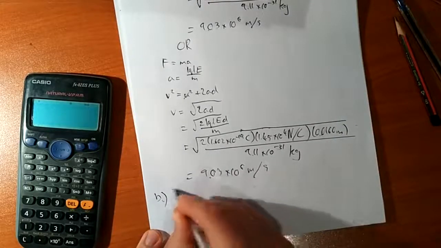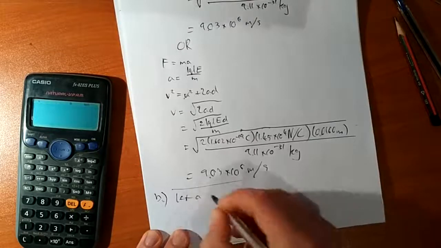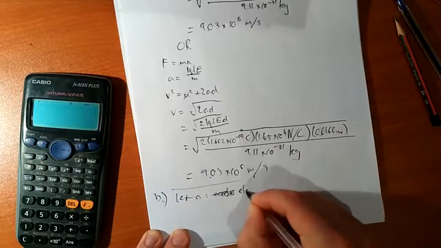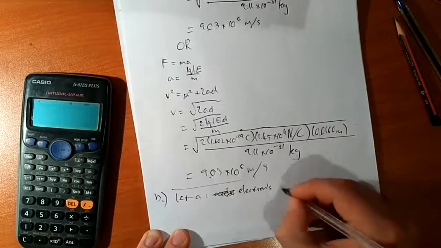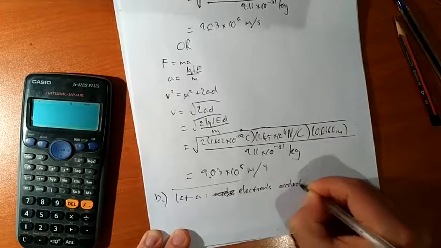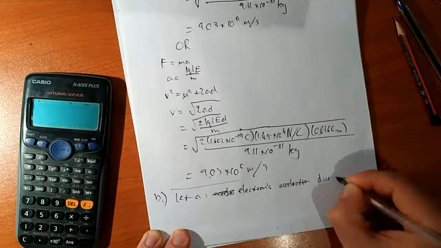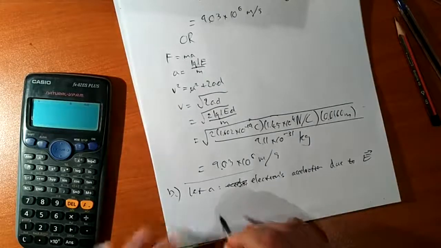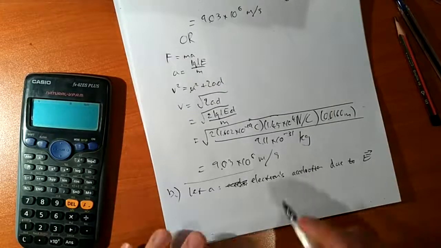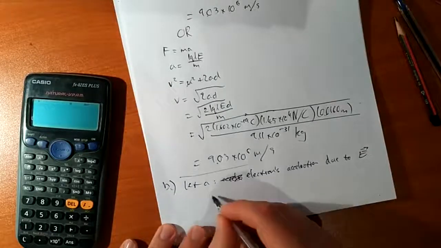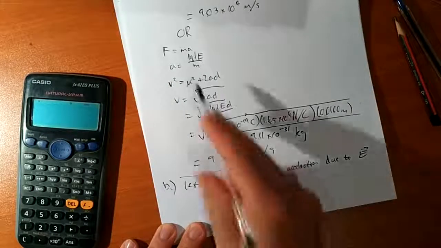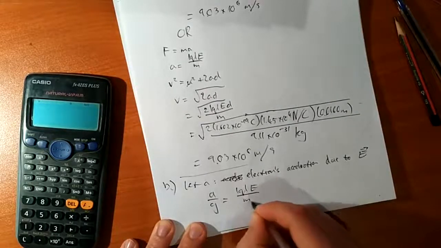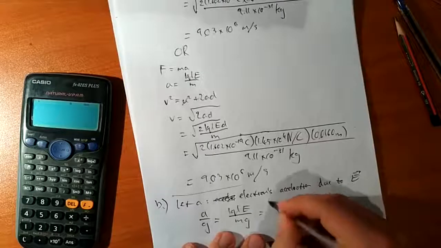Let me explain carefully what I'm doing. Let a be the electron's acceleration due to E, and we know what g is. So let's just calculate a over g. We got a from that one, so this is equal to QE over mg. So let's substitute all of that and calculate it.